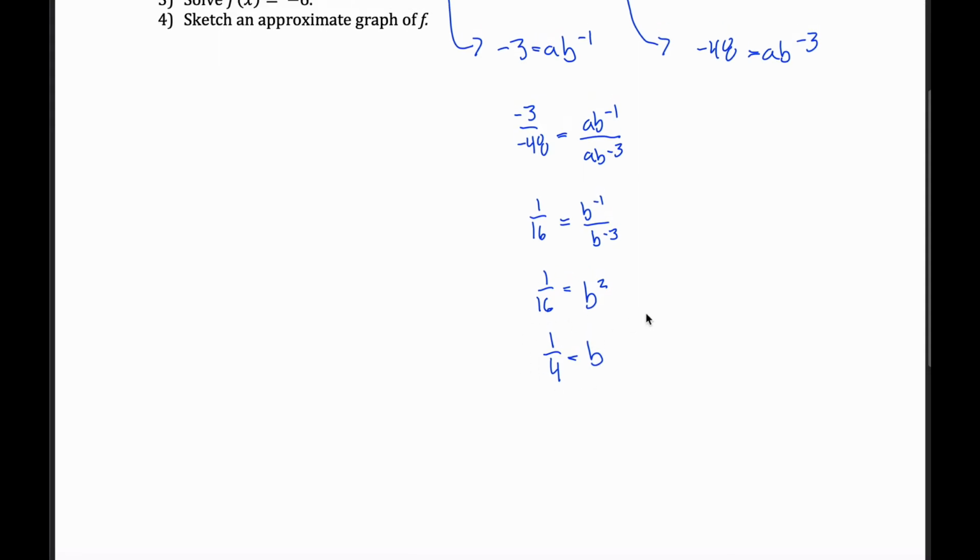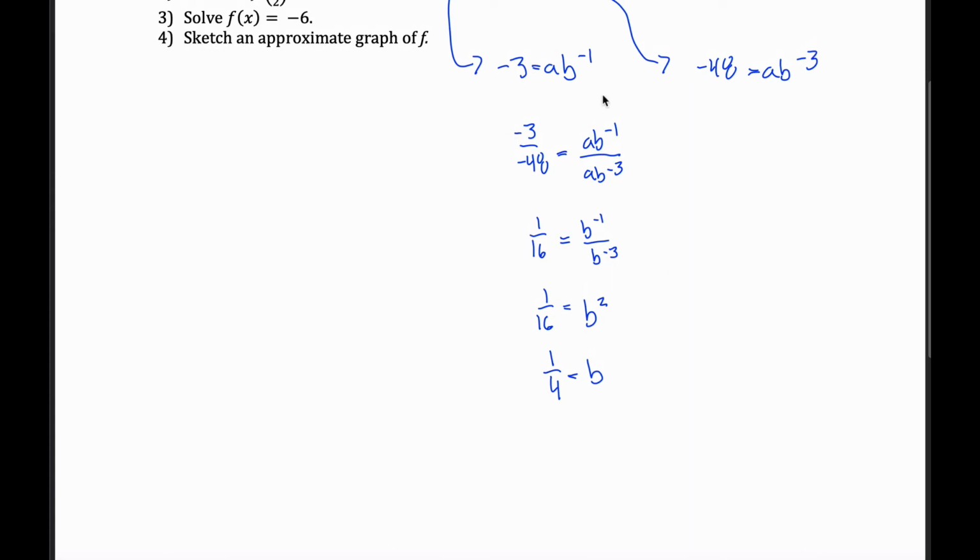And once we have our value of b, it's fairly easy to get our value of a. We can just plug it back into any one of these equations. This one appears to have smaller numbers, so I'm going to use this one. I'm going to say -3 equals a times 1/4 to the -1 power, copying exactly what we see here, except with the 1/4 in place of b.